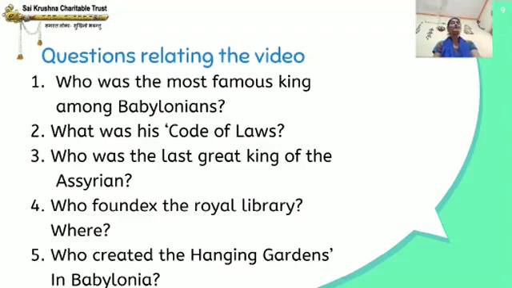And who was the last great king of the Assyrians? And who founded the royal library, and where? And who created the hanging gardens in Babylonia?